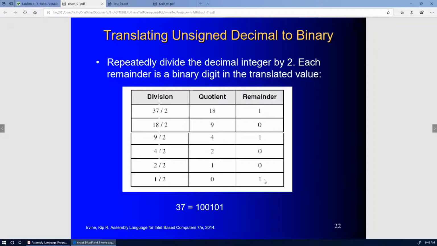Let's see, this is the highest order digit. Well, it shows right down here. First you get the lowest order digit, then the next order digit, then the next, next, next, highest order. So 37 ends up being this number.